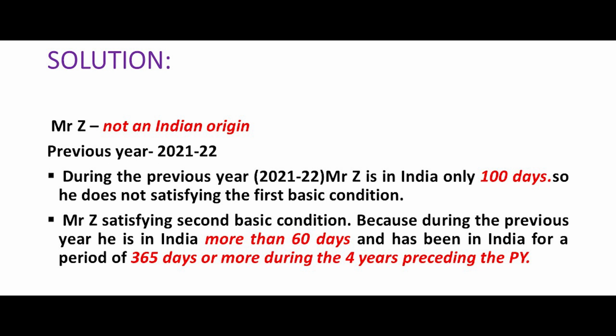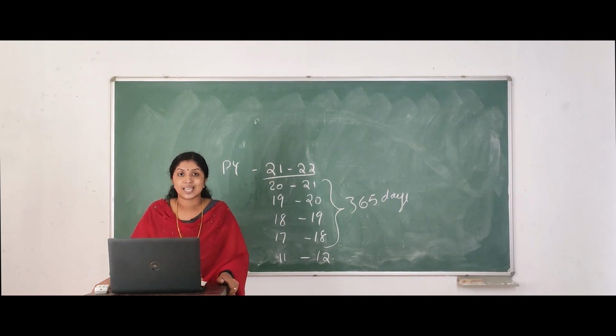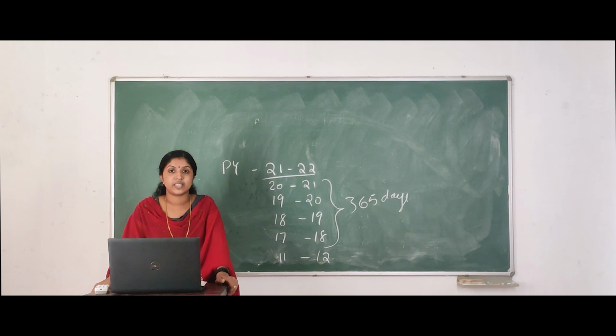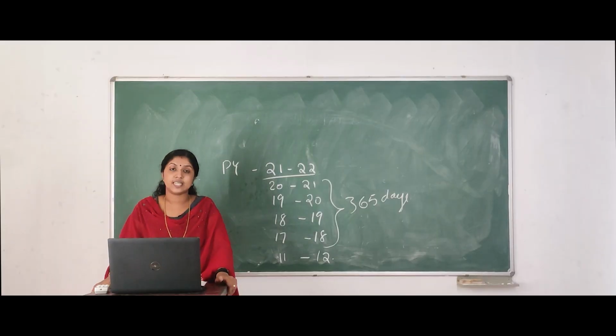Which one is the first additional condition? The first additional condition is that the assessee has been resident in India for a period of 2 years out of 10 years preceding the previous year. Then directly we can say he does not satisfy the first additional condition because he only stayed 100 days. 1 year equals 182 days, right? Here he stayed only 100 days. So we can say he does not satisfy the first additional condition.